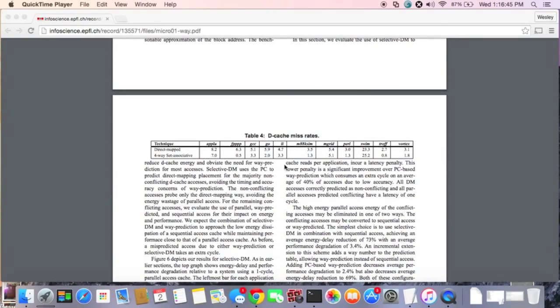All right, here's a little table for miss rates in the data caches in direct map versus four-way set associative caches. We get lower miss rates in the four-way set associative caches for most of the data sets.